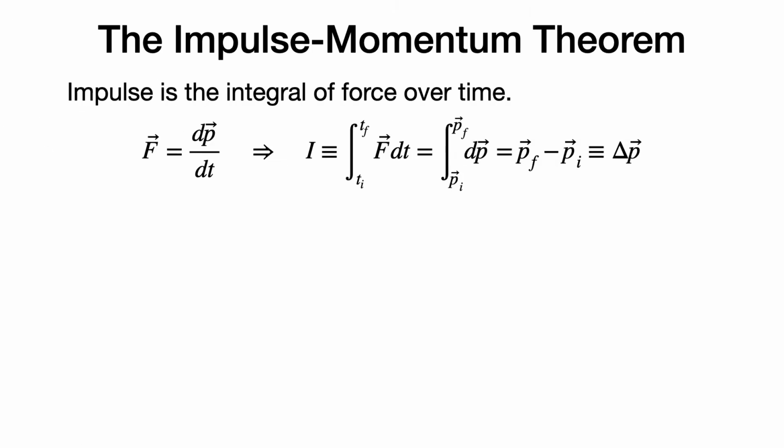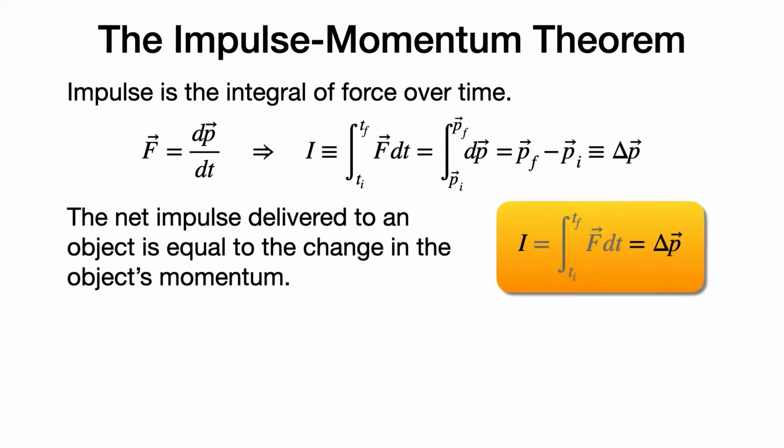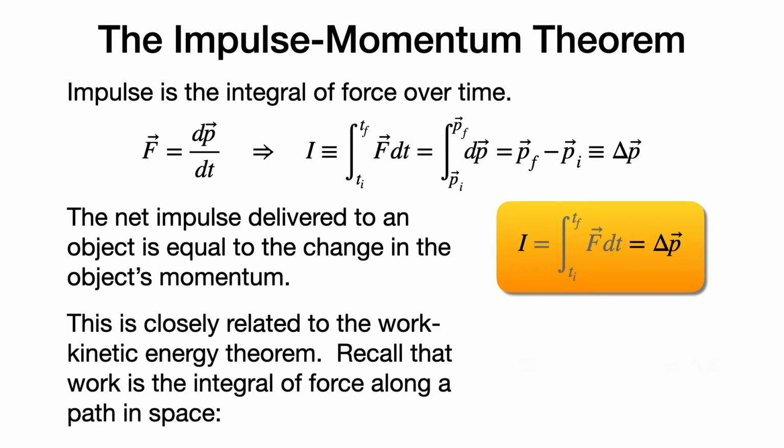Impulse is the integral of force over time. So if we take Newton's law written in terms of momentum and multiply both sides by dt and integrate, we find that the net impulse delivered to an object is equal to the change in the object's momentum. This is a result which is very closely related to the work kinetic energy theorem. Recall that the work is the integral of force along a path in space, and the total work is equal to the change in kinetic energy. Well, the impulse is the integral of force over time as an object moves along some path, and this is equal to the change in momentum.